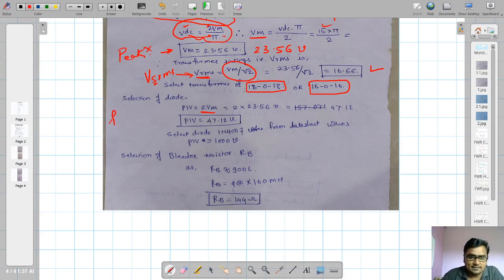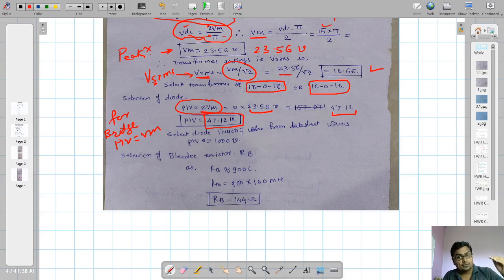I'll write here for bridge, PIV is equal to VM. But now I have PIV equal to twice VM because I have a center-tapped full wave rectifier. So VM is 23.56. This value multiplied by 2, I am getting 47.12. So PIV is 47.12. It means now you need to search a data sheet and select a diode for which PIV is greater than 47.